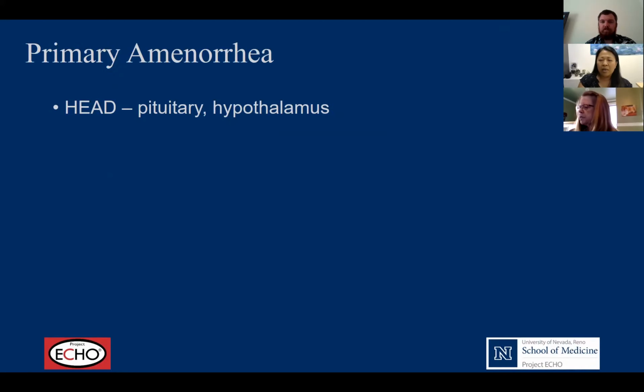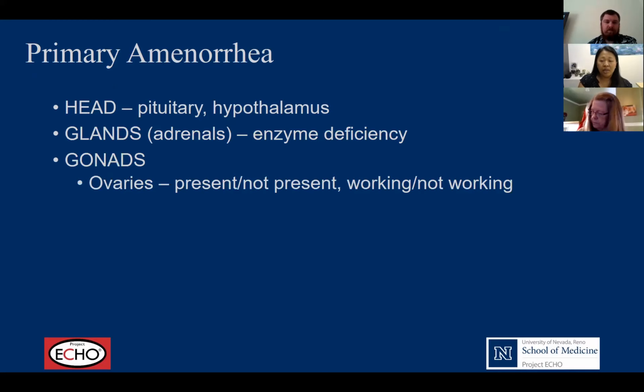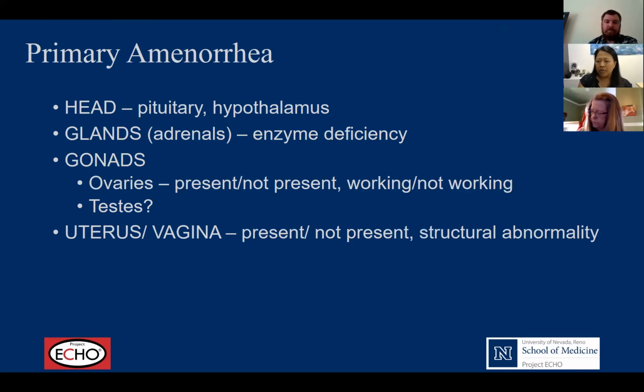Okay, so primary amenorrhea. This is how, in my mind, I break it down. Is the problem in the head, which could be the pituitary or the hypothalamus? Is it in the glands, meaning the adrenals are not creating or using the enzyme that they need to actually produce androgens or hormones? Is there a problem with the gonads, meaning are the ovaries not working? Or maybe they don't exist? Are there testes? So maybe that girl is actually genetically a boy. Those things you need to know.